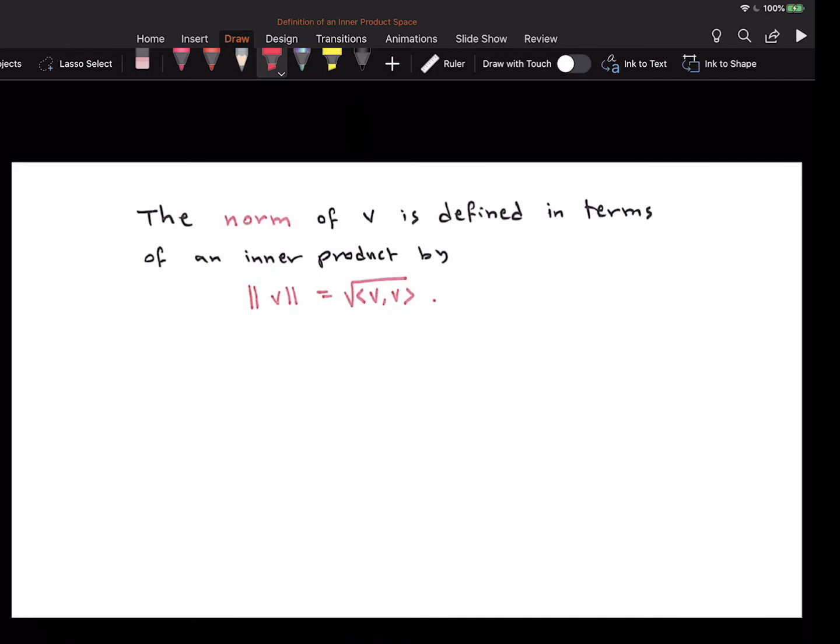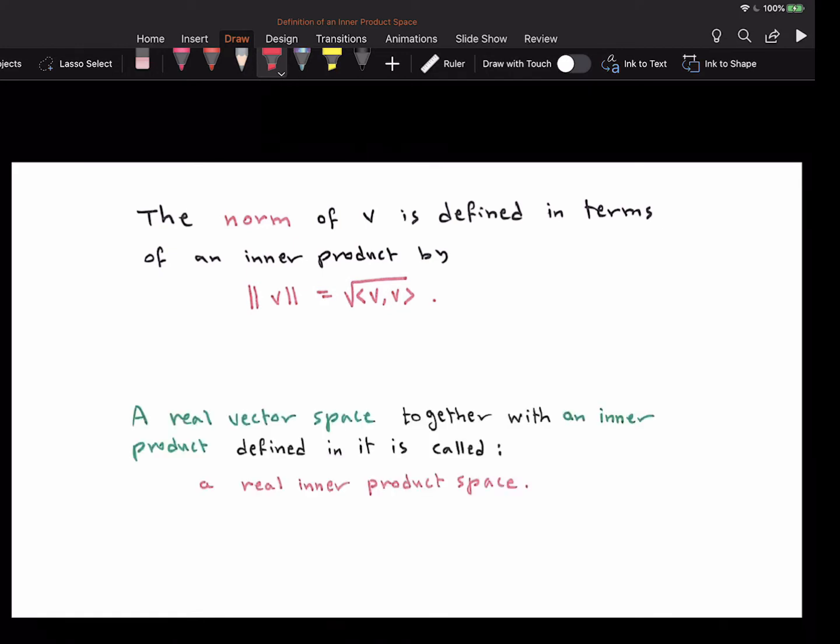This is called the norm, and similar to what we had before, a real vector space together with an inner product defined in it is called a real inner product space.